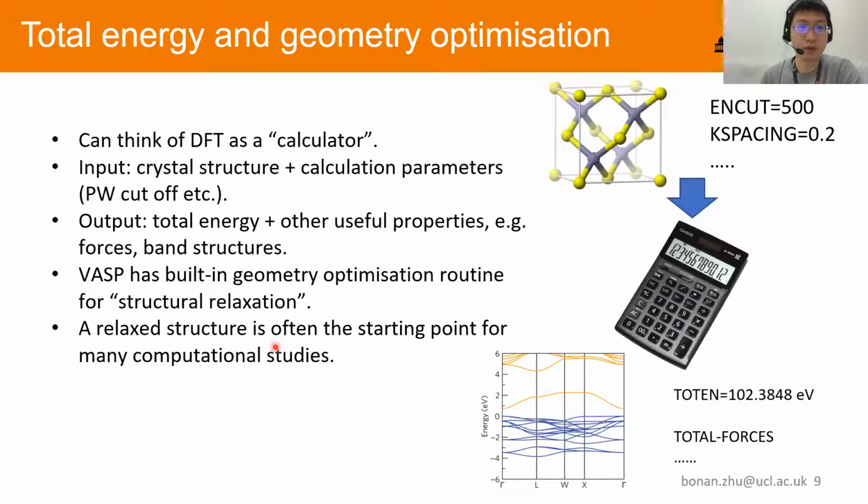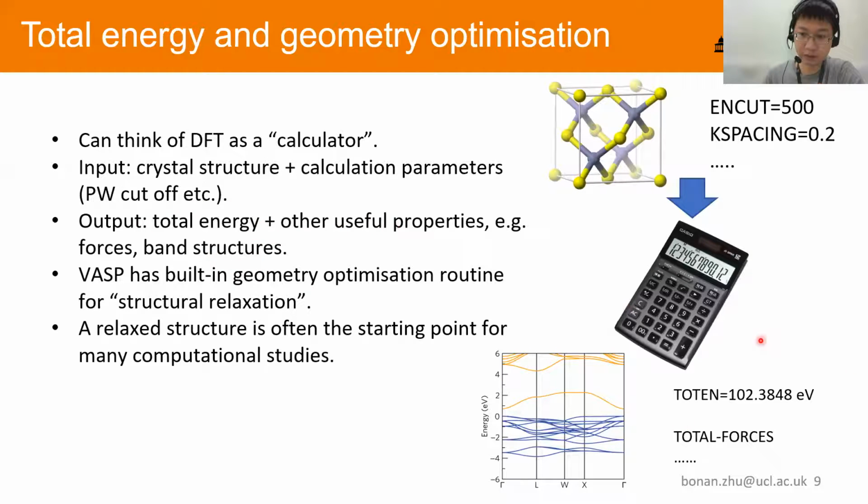So what we actually do, you can think about DFT for materials modeling as a sort of calculator. Your input is just the crystal structure, the positions of the atoms and the lattice vectors, and some parameters, of course. Then you put everything into the calculator, it gives you a number. And the number will be the total energy of the system.